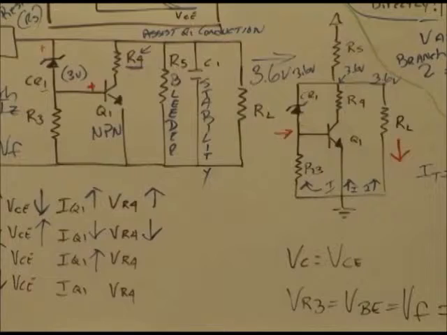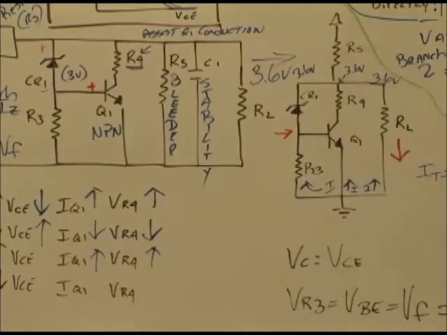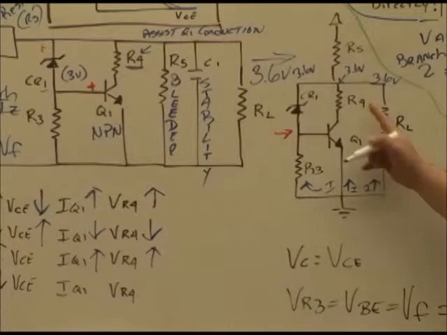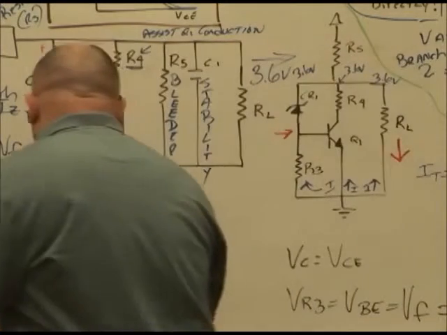Yeah, what's VR4 going to do? Increase, sir. Yeah, there's more branch current. VCE, decrease, sir. Because if VR4 goes up, VCE naturally, to equal that 3.6, nearly constant, it's got to do what? Decrease, sir. Amazing.